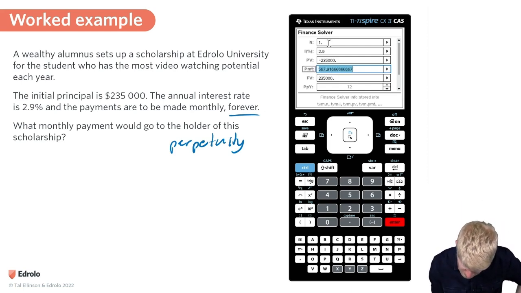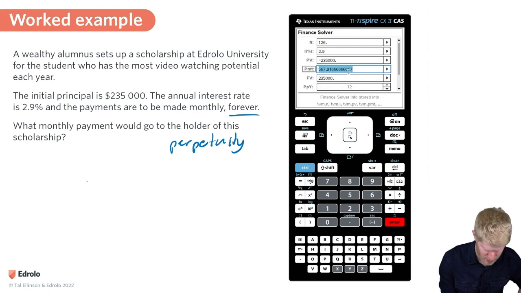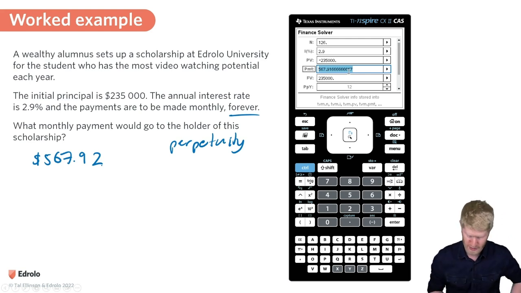It was $567. And just to prove the idea that N doesn't matter, let's try 126. We get the exact same thing. So the monthly payment, $567.92 if we're rounding to the nearest cents.